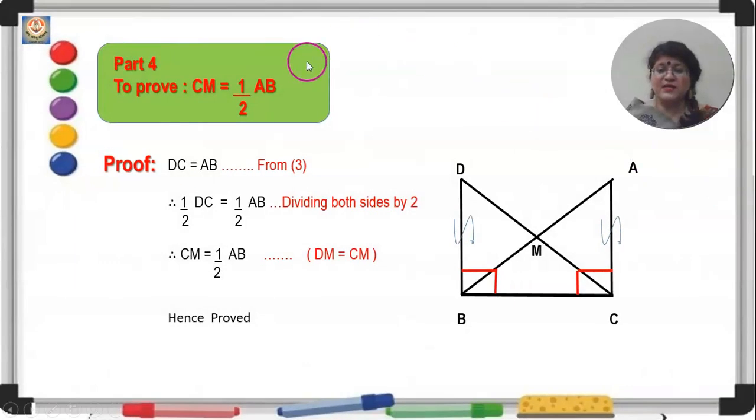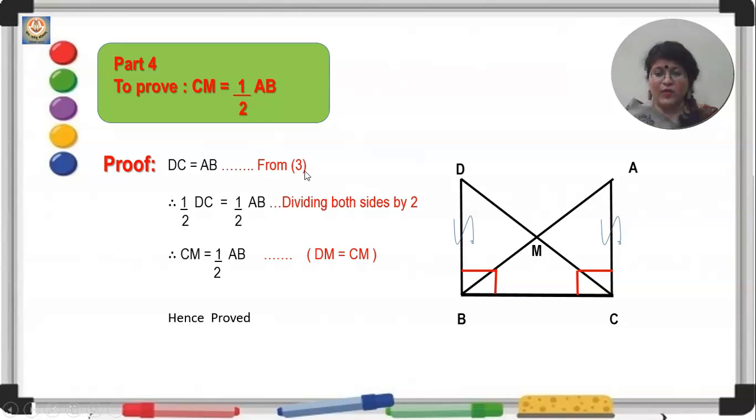Now this is the fourth part. You have to prove CM equal to half of AB. So let's start with the proof. What we did in the earlier part, we proved triangle DBC congruent to triangle ACB, and we also proved BC congruent to AB in the earlier part. So we are making a note of that. This is the CPCT from part 3.